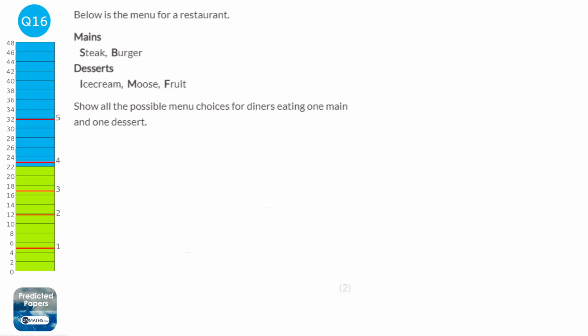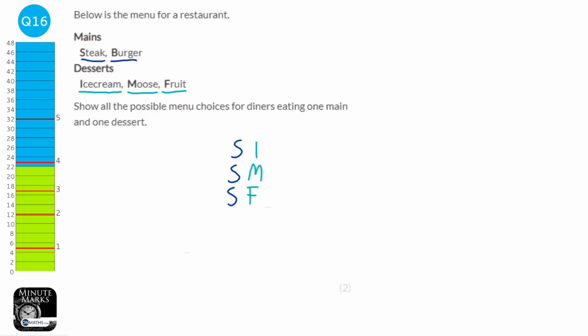It's really important when answering this question that we're really methodical. So we're going to start off just looking at steak. And I'm going to start off with the S. And we're going to pair it with the first dessert, which is the ice cream. Then we're going to pair the steak with the second dessert, which is the mousse. Then we're going to pair it with the third dessert, which is the fruit. So we're being really methodical. We've done all of the combinations with steak.